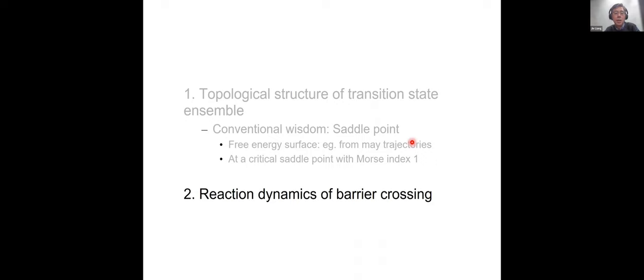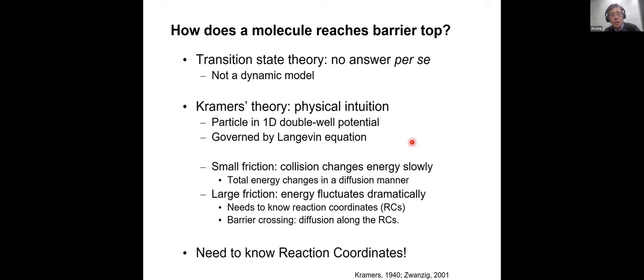The other question we look at is the reaction dynamics at barrier crossings. The conventional wisdom is that it's a diffusion-controlled process, and this goes all the way back to transition state theory. Transition state theory itself doesn't tell you anything about the dynamics. It's not a dynamic model. So what people adopt is what's called Kramers theory. This is based on the physical intuition that we can regard the whole process as a particle in a one-dimensional double well potential, governed by a Langevin equation.